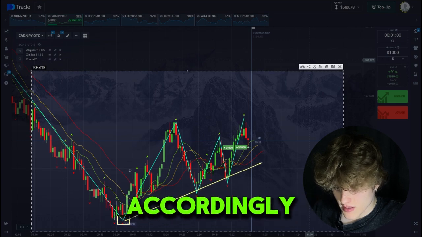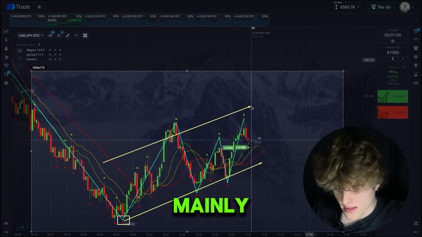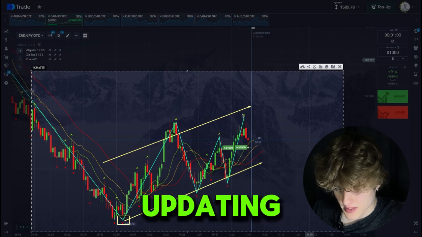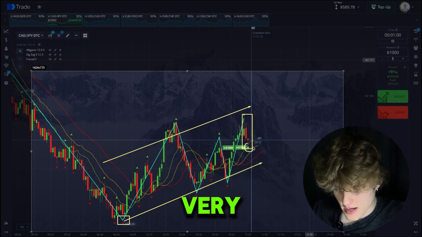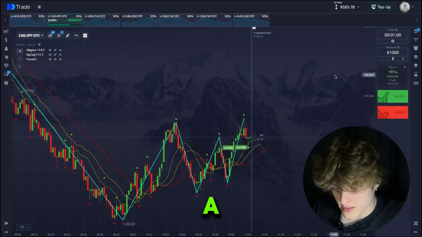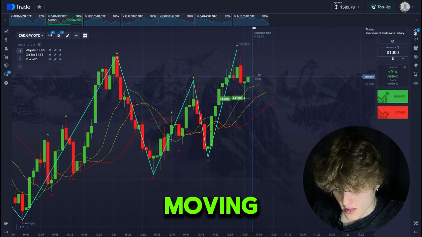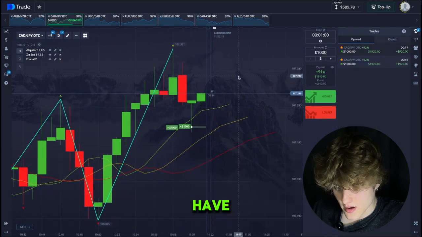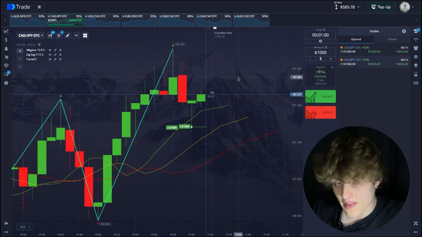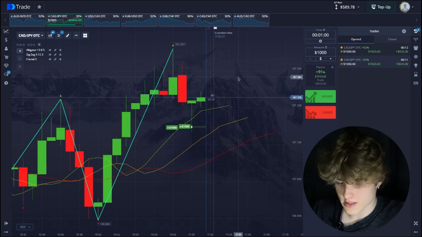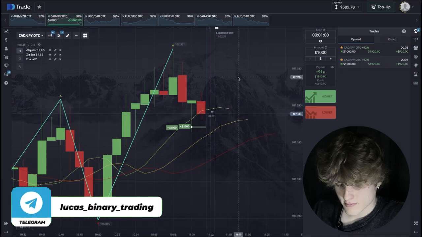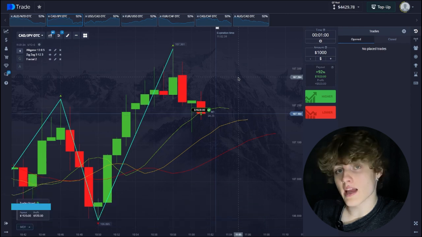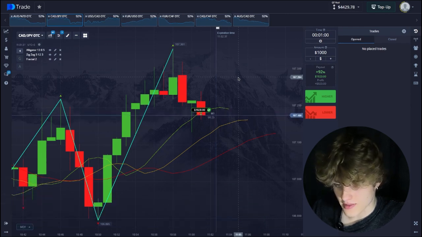So, accordingly, we will open a deal mainly here on the upside. After updating the local maximum, there was a pullback in price. And at the very end of the candle, at the very end of the pullback, we'll open a trade on the upside. Also, all the moving lines of the alligator are directed upwards, showing a very strong upward direction. Nothing complicated. Let's look at the results. Okay, great. And the next trade is closing in the plus.